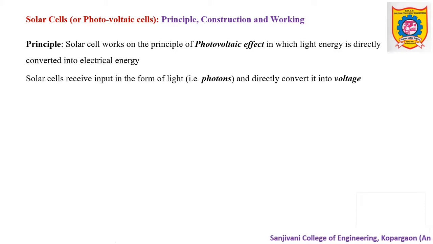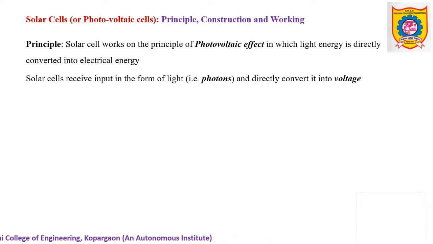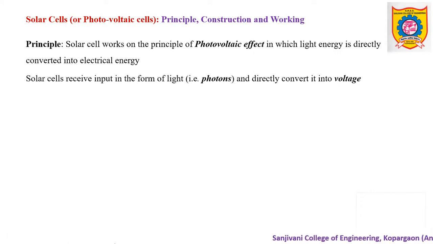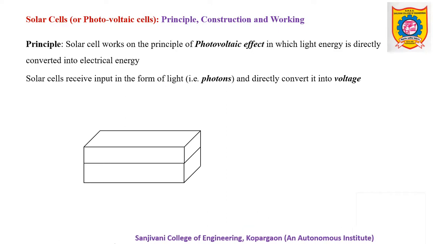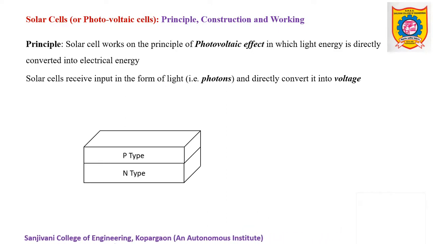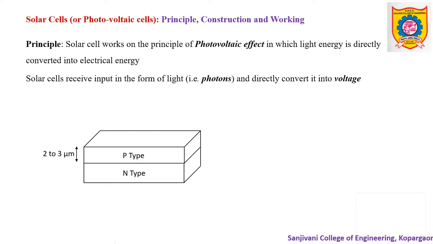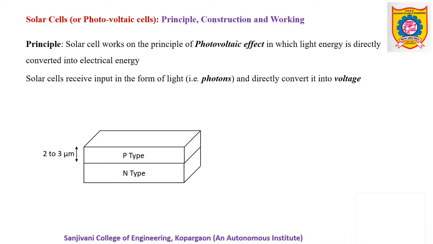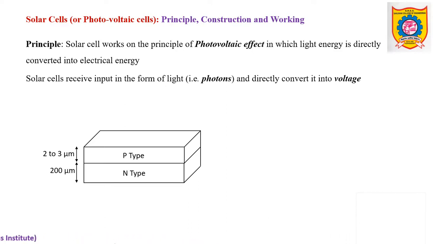Now if we consider the material used in the fabrication of solar cells, generally solar cells are made up of semiconducting materials. These are semiconducting devices, and the commonly used semiconductor is silicon. So silicon is taken in the form of P-type and N-type. So P and N-type semiconductors are connected with each other, which are very thin in nature. The P-type semiconductor having a thickness of hardly 2 to 3 micrometers is taken and is deposited on an N-type silicon wafer, which is comparatively thick.